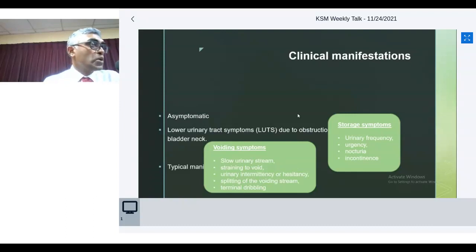So they can present to you asymptomatic. That means they can have benign hyperplasia of the prostate, but still be asymptomatic. They can come with mild symptoms, moderate symptoms, or severe symptoms.